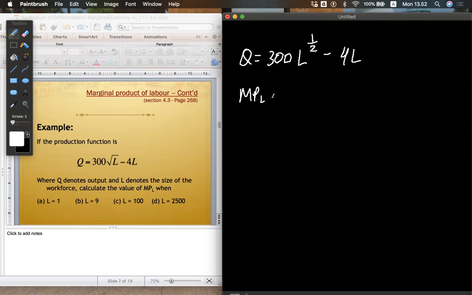So the MPL, marginal product of labor, equals dQ by dL. Labor is a very important component in production. That's why in recent times there is a new regulation for labor, because labor is one component. And there are so many demonstrations right now regarding this regulation.